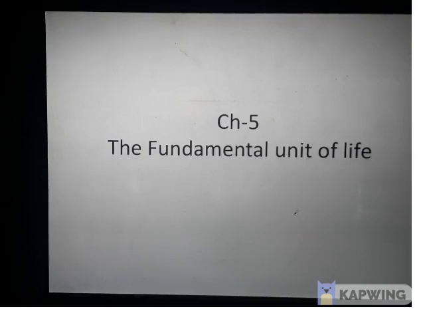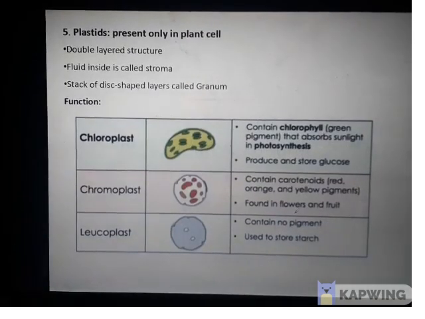Hello everyone. In the last lecture we have studied about cytoplasm and cell organelles. This lecture is in continuation with the last one. Here we will study about plastids, vacuoles and the difference between plant cell and animal cell. So plastids are cell organelles but they are present only in plant cell. They are not present in animal cell.